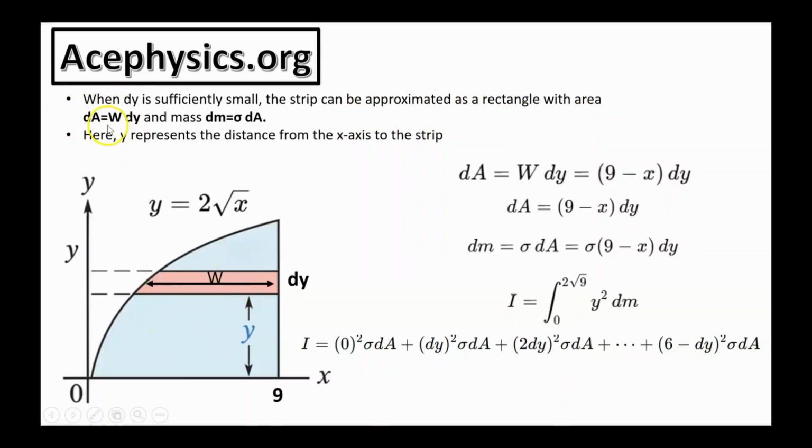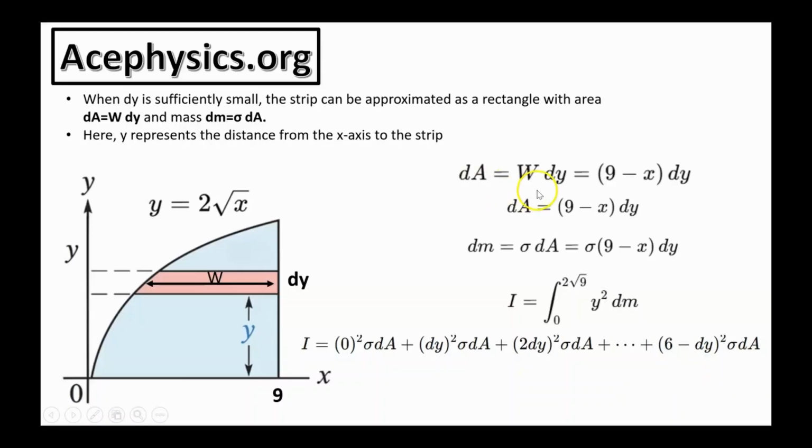The area of a rectangle is width times height. The mass of the strip, denoted dm, is equal to sigma times dA. What this is doing is taking the mass of a given rectangle and multiplying it by y squared, the distance from the x-axis. It's doing that for every rectangle and summing up the billions and billions of terms. That gives the total moment of inertia for the object.